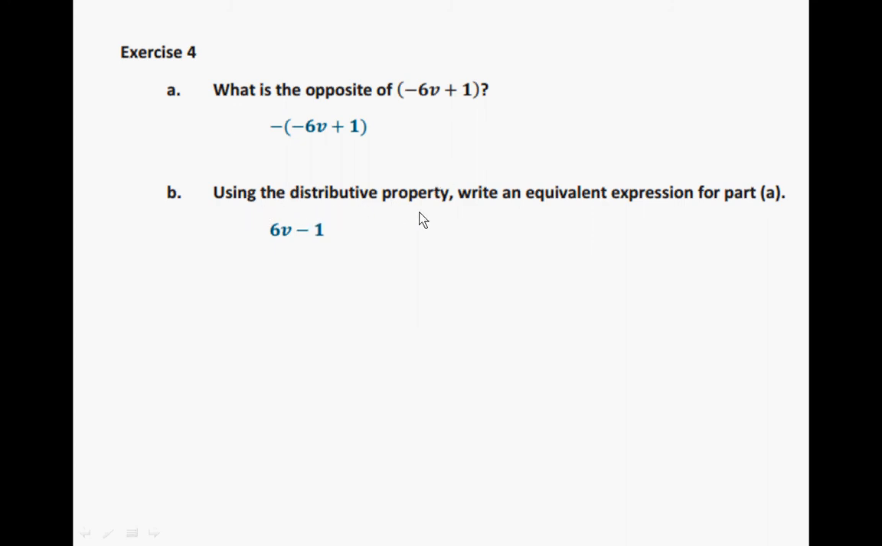So now, using the distributive property, write the equivalent expression for part A. Well, again, this is the same thing as either multiplying by negative 1 or just saying take the opposite of negative 6v. Well, the opposite of negative 6v is positive 6v, and the opposite of positive 1, or plus 1, or adding 1, is to subtract 1.